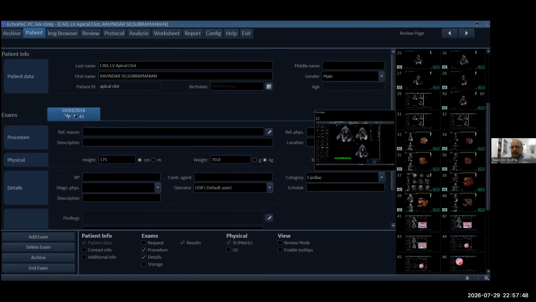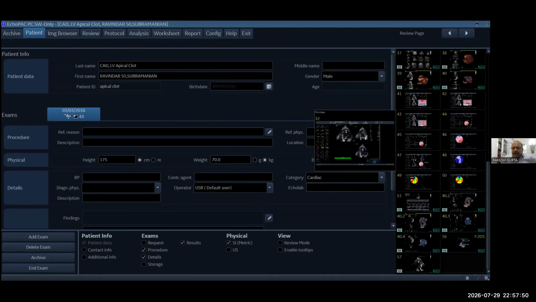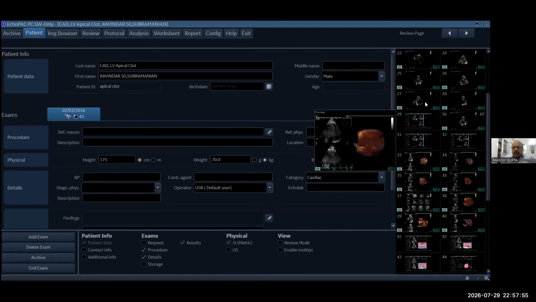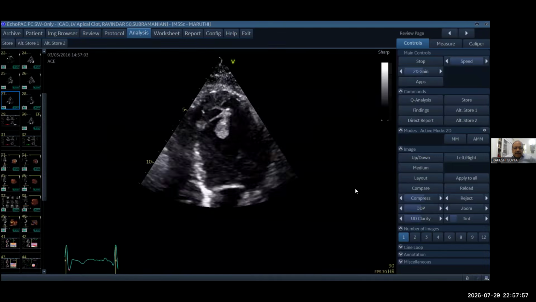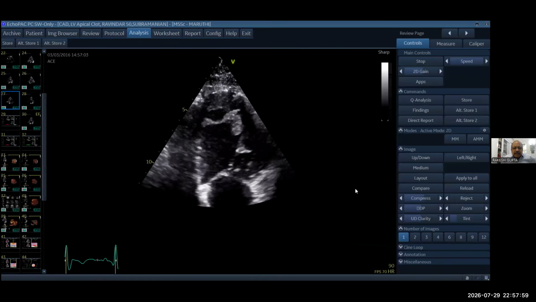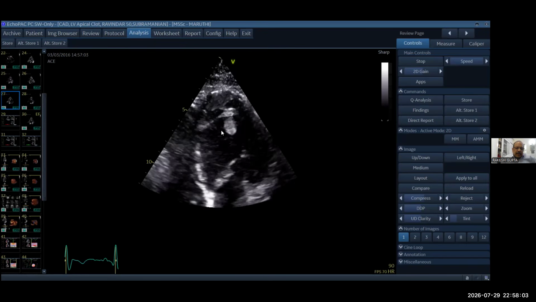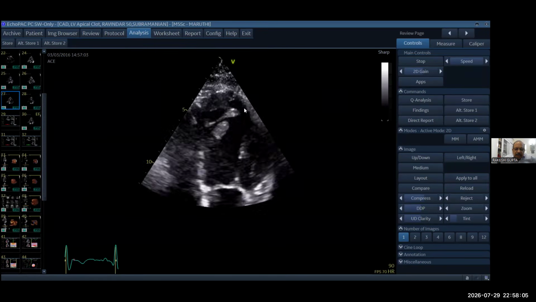These are the best possible images which are derived from the E95 machine. The machine cost is exorbitant. Now, can you see this? So this is an acute anteroapical MI.